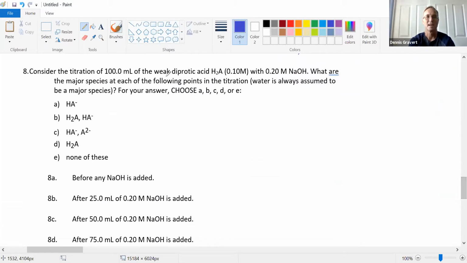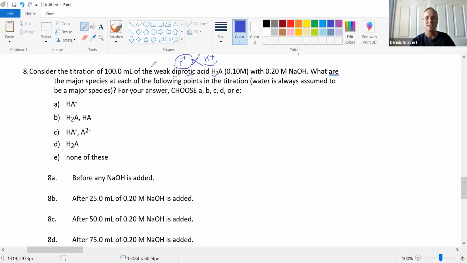Titration. Okay. Consider titration of 100 milliliters of a weak diprotic acid. Diprotic means 2 protons. A proton is a component of the nucleus. If it had an electron, it could make an atom, a hydrogen atom. But if you don't have an electron, then H plus is a proton. And there are 2 H pluses that could be released by this molecule, making a diprotic acid.